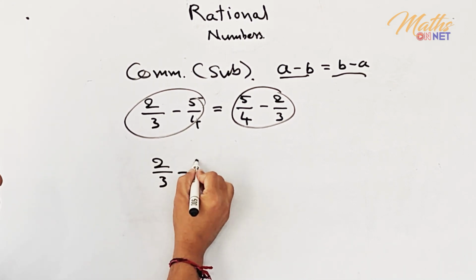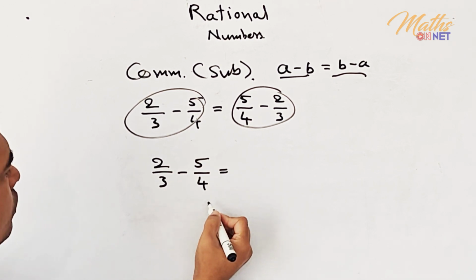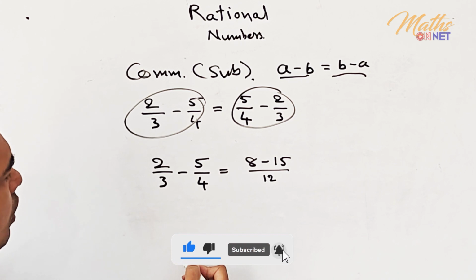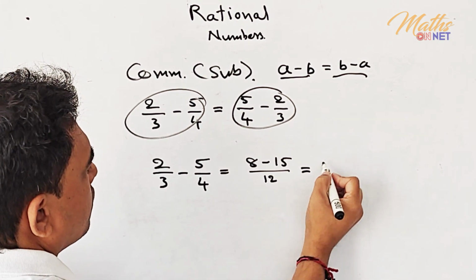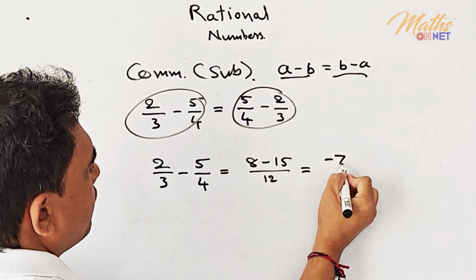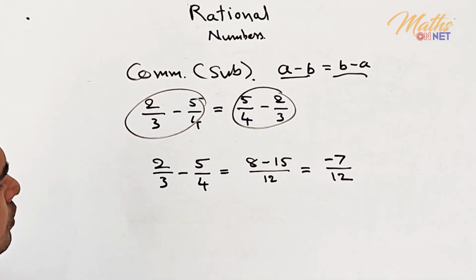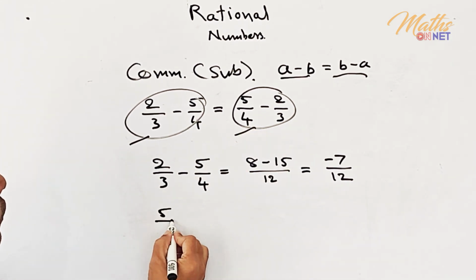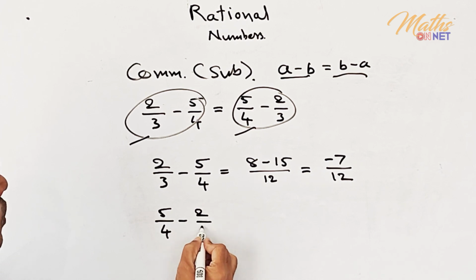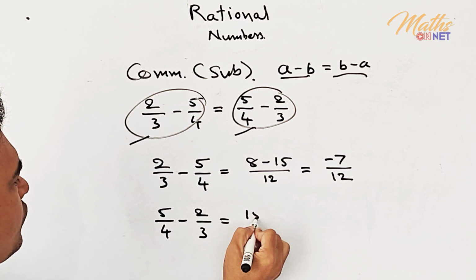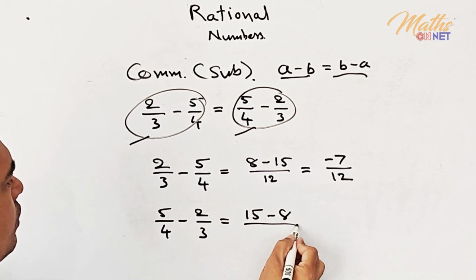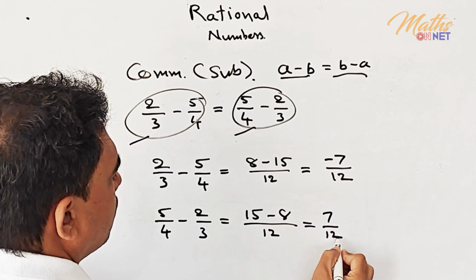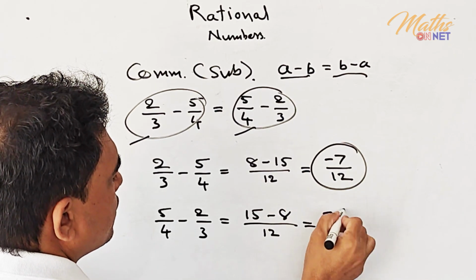So let's try to solve this side. 2 by 3 minus 5 by 4 is equal to 8 minus 15 divided by 12. And that gives us 7 and a negative sign. So minus 7 divided by 12. Right? Now, this is the solution for this side. Now let's try to figure out this side. 5 upon 4 minus 2 upon 3. So that gives me 15 minus 8 divided by 12. Now this gives me 7 by 12. So you see, this is minus 7 by 12, this is plus 7 by 12.